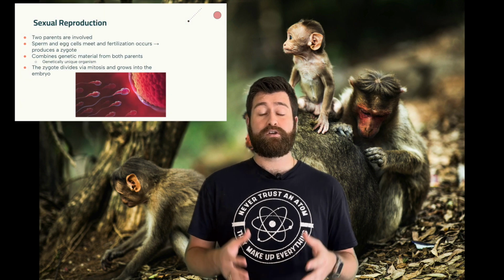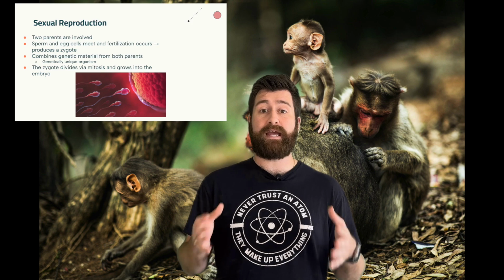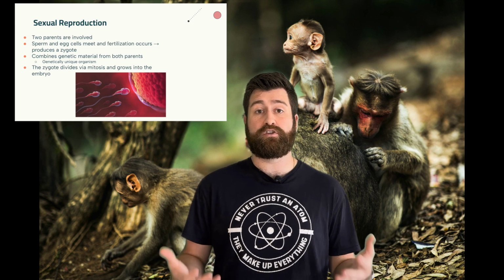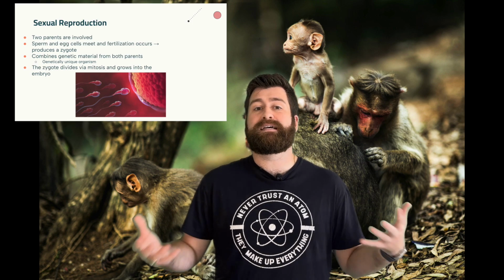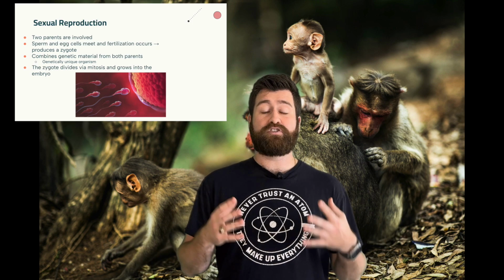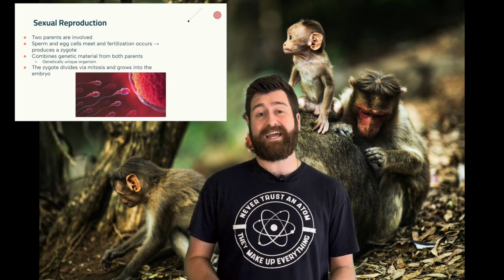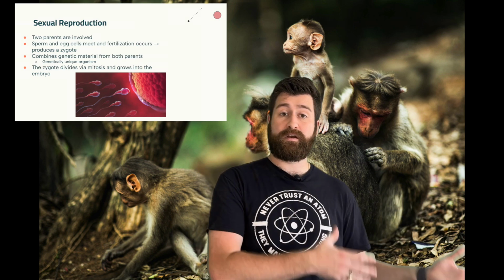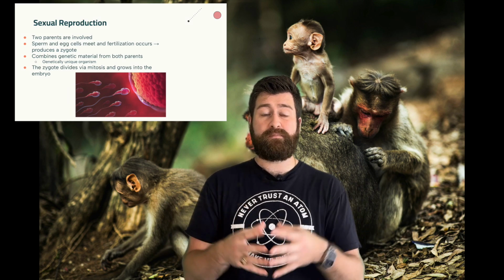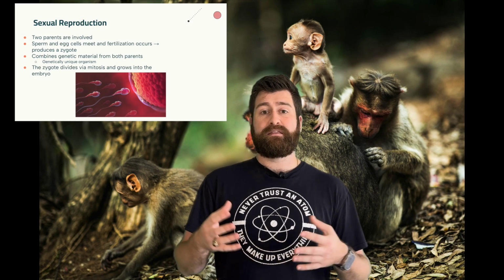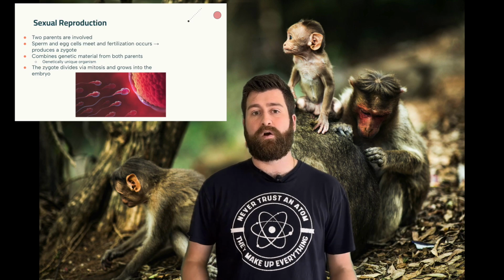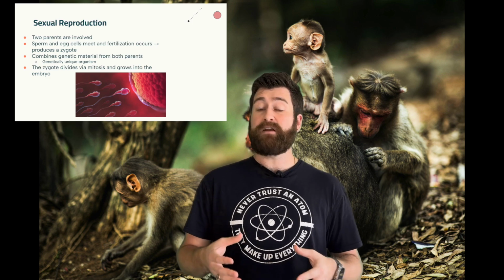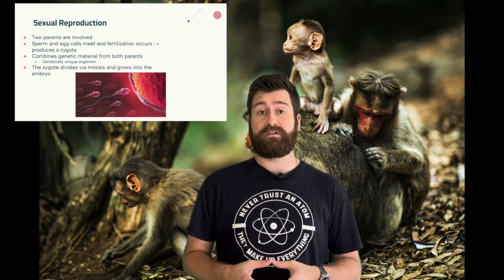With sexual reproduction, two parents are involved, and the sperm and egg cells meet, which then causes fertilization to occur. This fertilization produces what is called a zygote, a fertilized egg. Ultimately, it combines genetic material from both parents, creating a genetically unique organism. Asexual reproduction was identical. Sexual reproduction is genetically unique. The zygote divides via mitosis and grows into an embryo, which will later develop into the organism over the gestational period. Various organisms reproduce via sexual reproduction, and animals are among them.